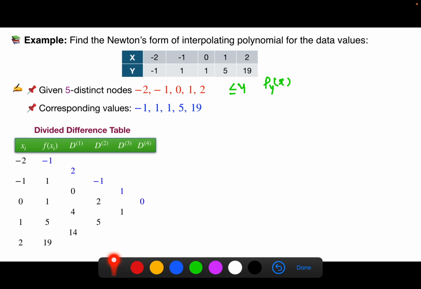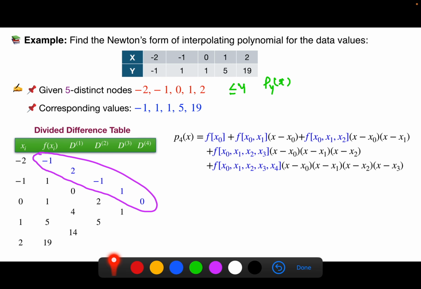After completing the table, we obtain the leading coefficients, meaning these diagonal values. You can see that the fourth order divided difference is 0, meaning the actual polynomial that we will obtain will be of degree 3, not degree 4. Now we substitute these leading divided differences into Newton's form of interpolating polynomial.